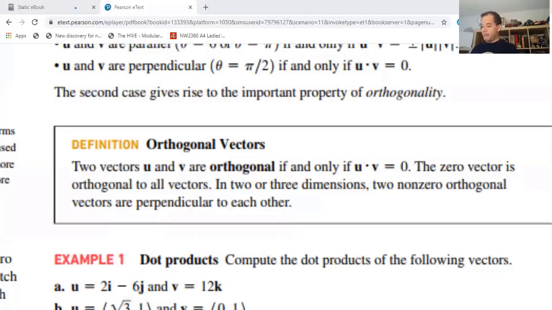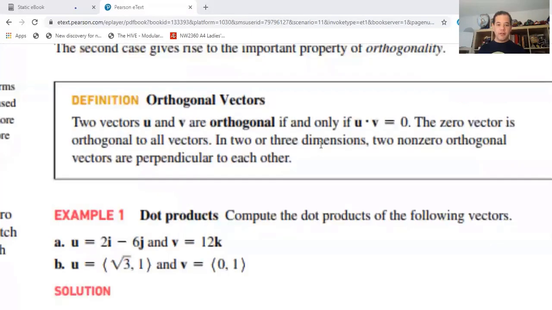Okay, so let's do an example. Let's do example 1. It's right here. Let's read it. So we're going to have 2 vectors, part A and part B. So part A is in 3-dimensional space. We have the vector 2i minus 6j and the vector 12k. And we want to compute the dot product. And then we're going to do it for these other 2 vectors in the plane. All right? So let's check it out.